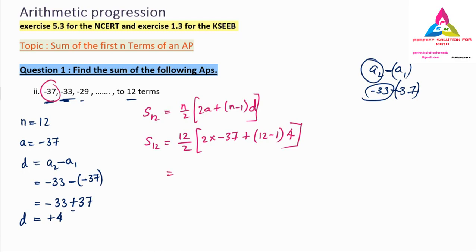Next the calculation. 12 is an even number, so you can cancel: 2 ones are 2, 2 sixes are 12, so 6 will remain. Here 2 has the plus symbol, plus into minus is minus, 37 twos are 74. Next plus as it is, 12 minus 1 is 11 into 4. So next is 6 into minus 74 as it is. Here we have plus 11 fours are 44. The BODMAS rule you have to follow: first multiplication, then the addition. So 6 as it is.